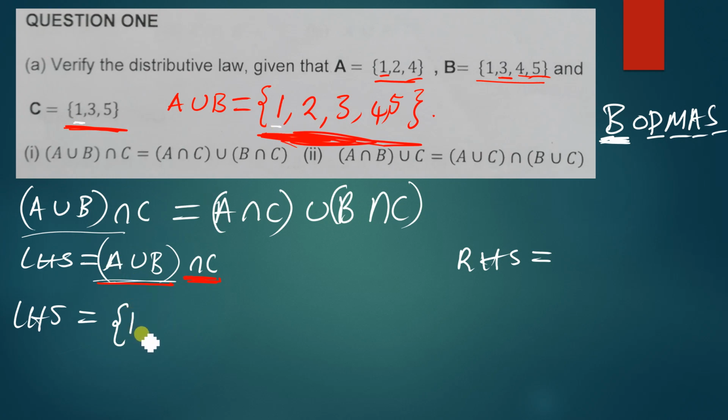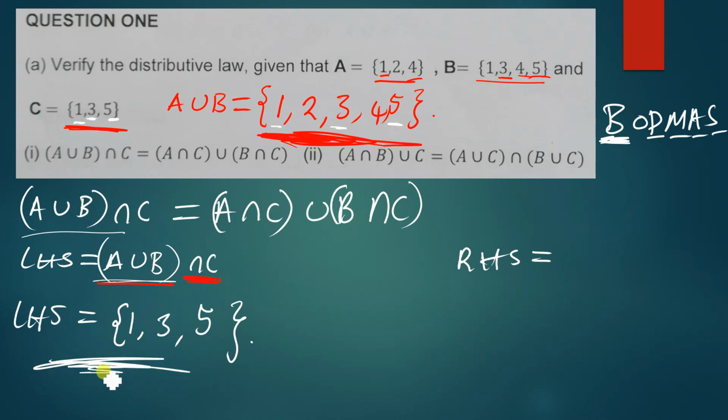So we can write 1. We have 3 there, we have 3 there. So we can write 3. Then we have 5 there, we also have 5. So we can write 5. So these are the common elements. So we have managed to find the left hand side.